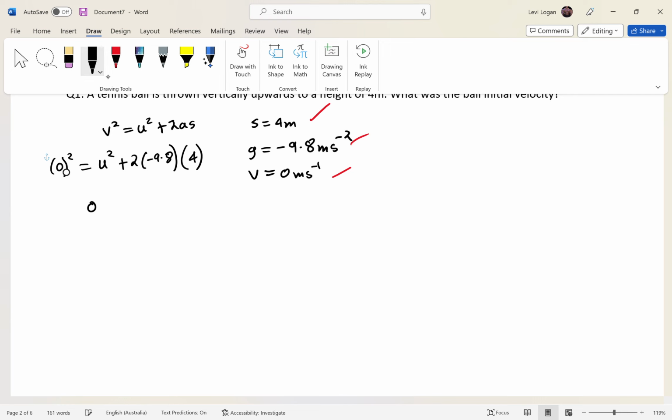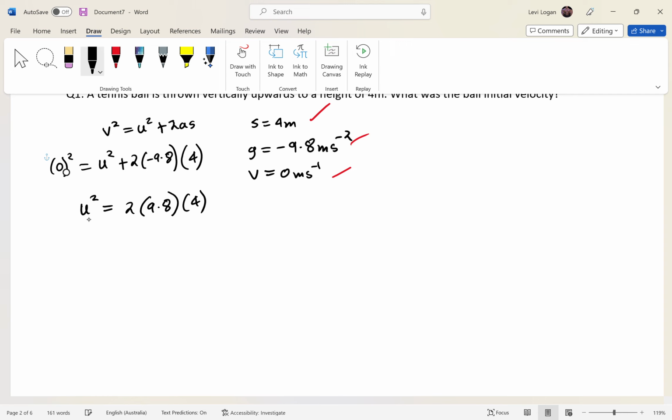So 0 equals u squared. I'm just going to move all this to the other side. So rearranging all that, we're going to have u squared equals 2 times 9.8 over 4.